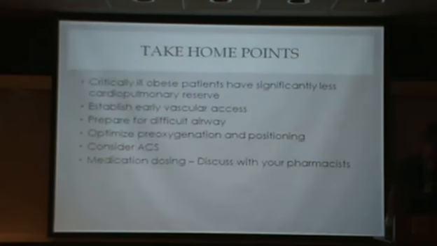So just some take-home points. When you have a critically ill obese patient, remember they have pretty poor cardiopulmonary reserve. Keep a close eye on them, monitor them, and get IV access early. Consider difficult intubation and optimize your pre-oxygenation and positioning. Consider abdominal compartment syndrome, and then for medication dosing, discuss with your pharmacist.